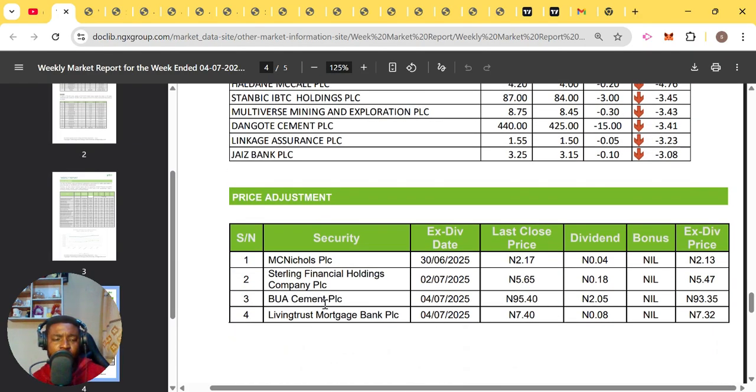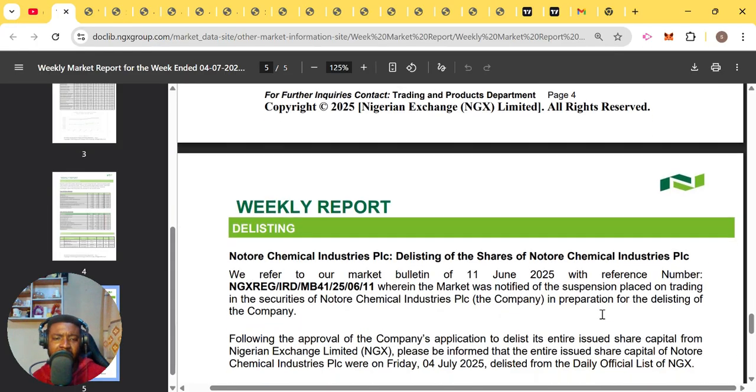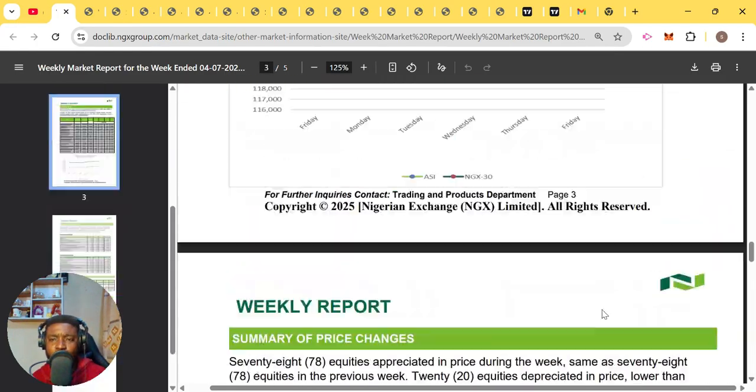And those of you who took part in BOA, there's markdown will be done. So the X price will be 93. We have MC Nichols also. 4 naira will be taken on these. And we have Sterling Financial Bank also. They are paying 18 kobo, 547. Then we have Living Trust. They are paying 8 kobo, so that will be 732. So these are the informations that you need to have.